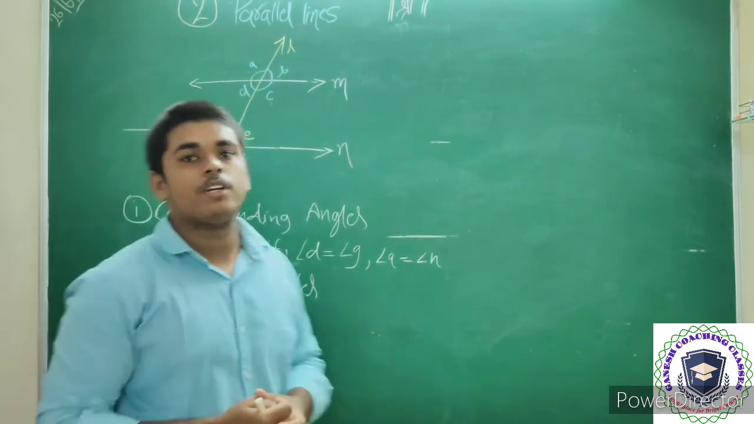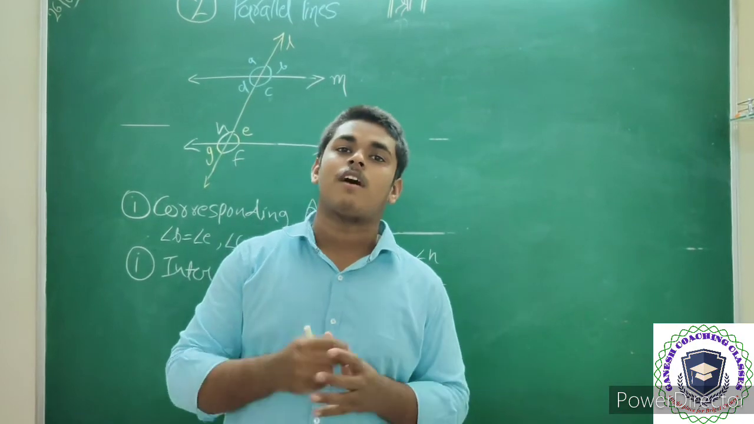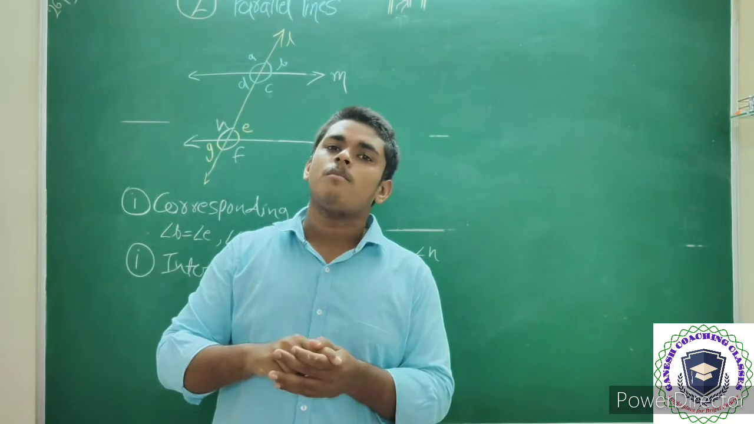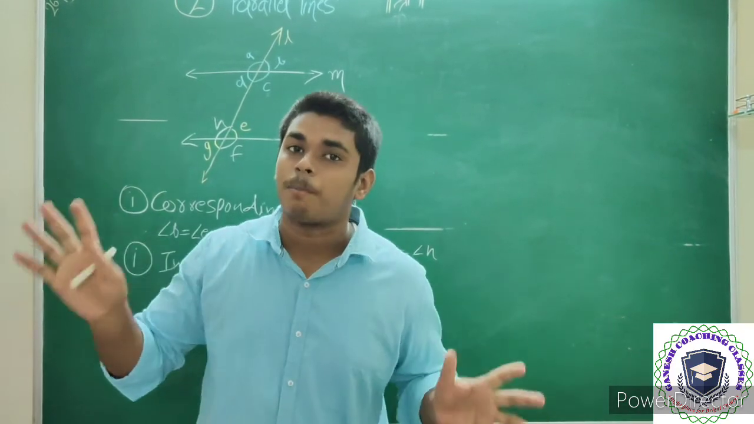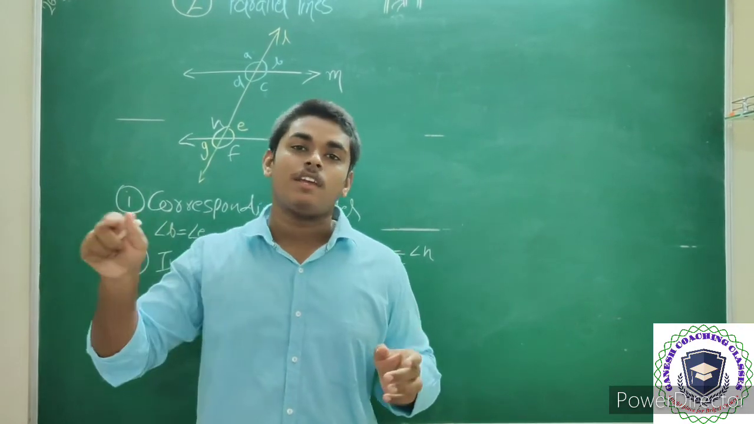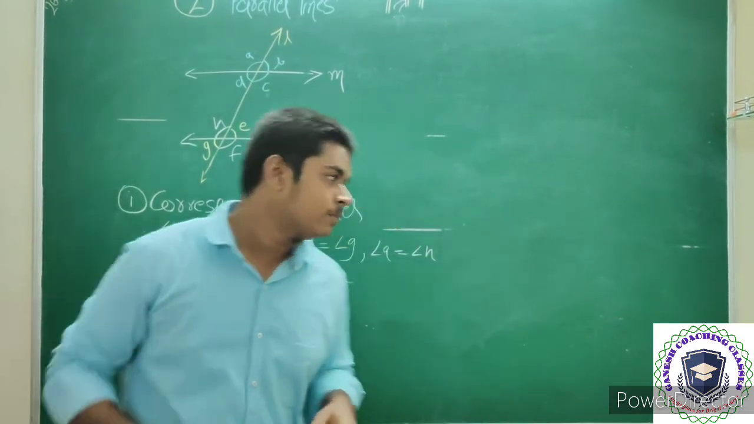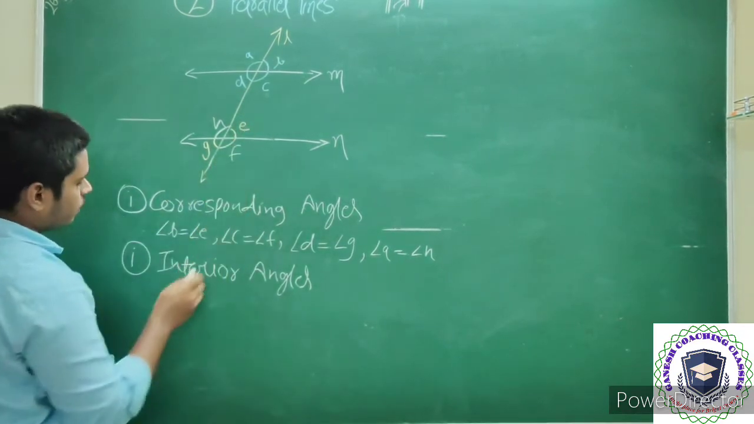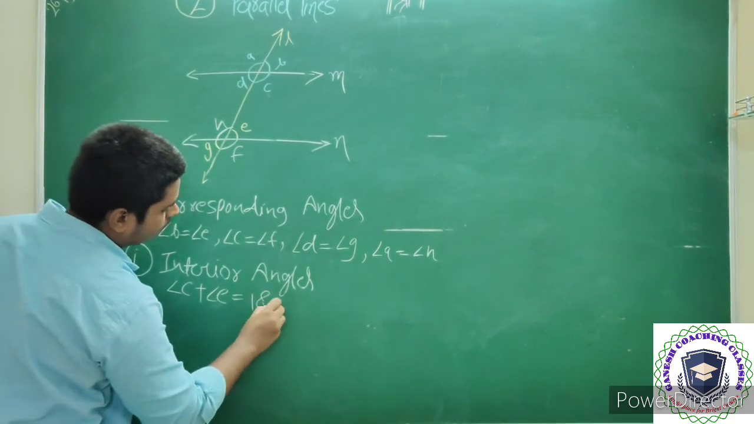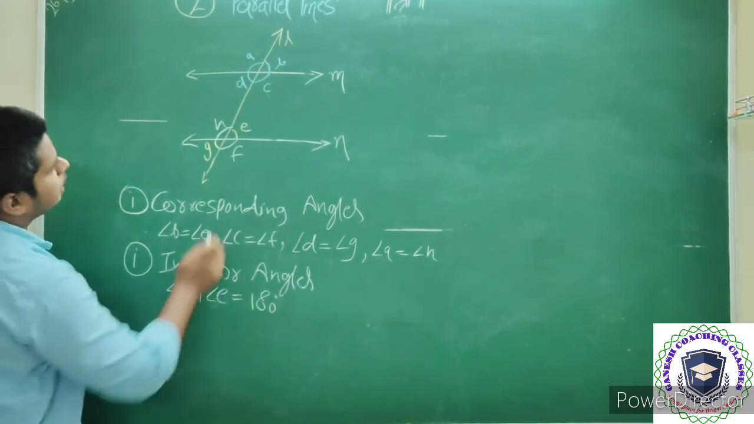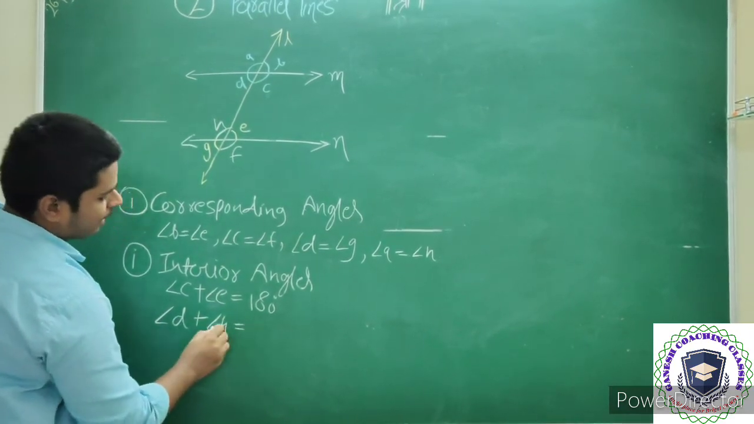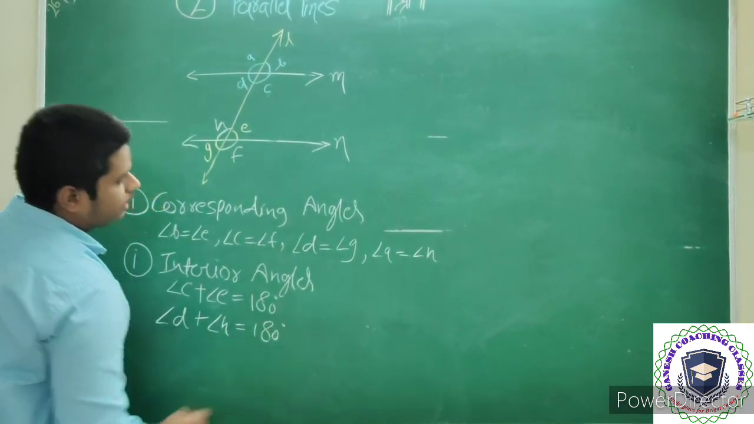And there is one property: the sum of interior angles is 180 degrees. We learned in the statement that the sum of interior angles is supplementary. Supplementary means 180 degrees, so interior angles are supplementary angles. So angle C plus angle E is equal to 180 degrees, or angle D plus angle H is equal to 180 degrees.